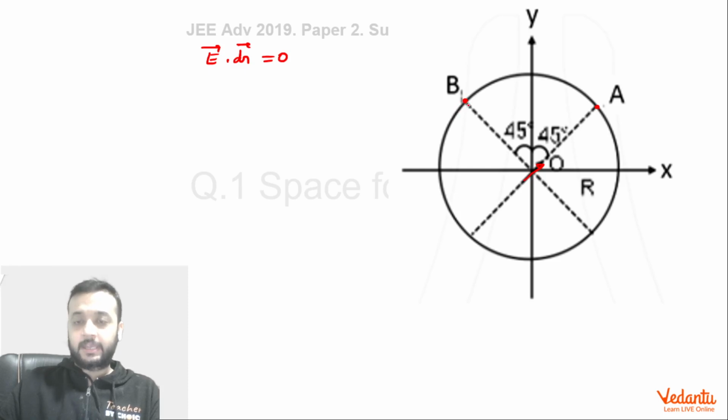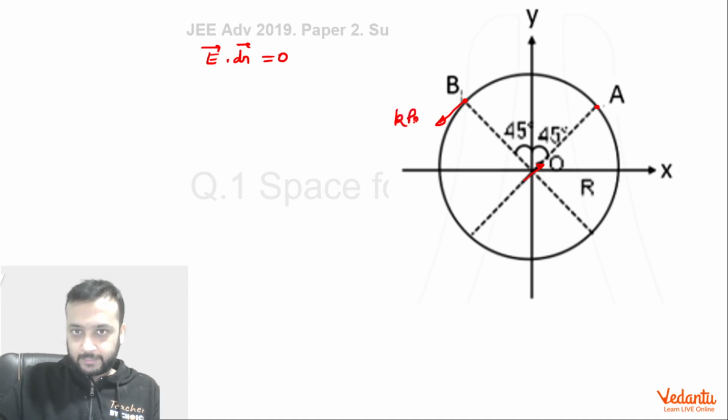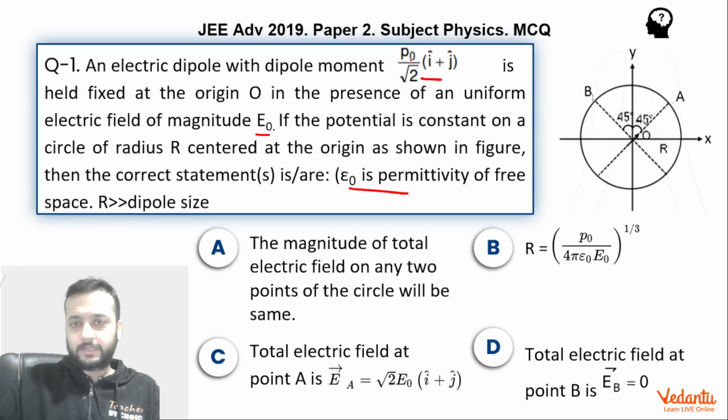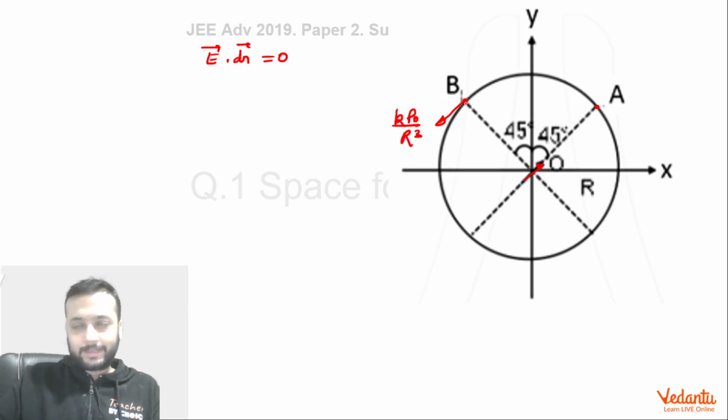Okay, so at point B, the dipole will have an electric field in this direction, and its value will be given by Kp naught upon R cube, right? So the value of the electric field is Kp naught by R cube in this direction, opposite to the direction of the dipole, right? If you go back and see, the magnitude of the dipole moment is p naught only. So this is the electric field of the dipole, right?